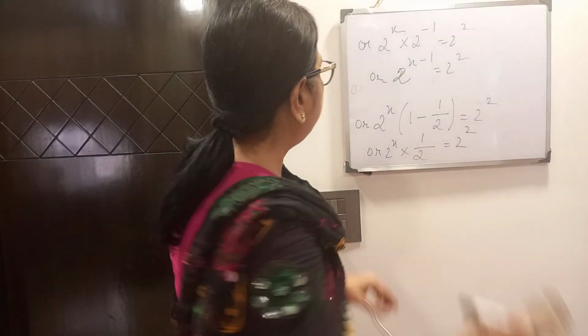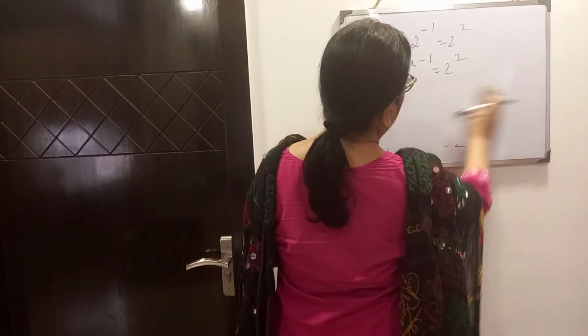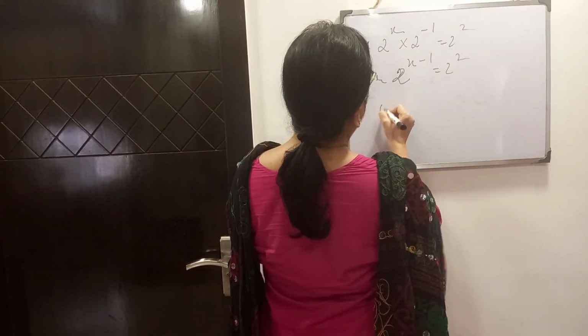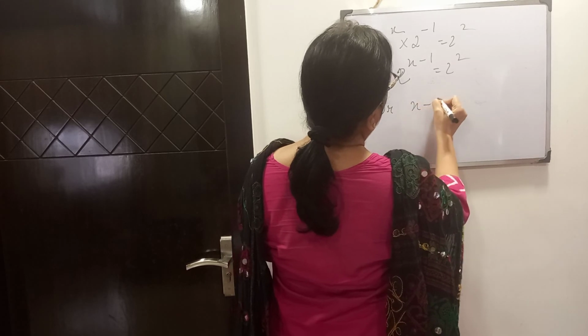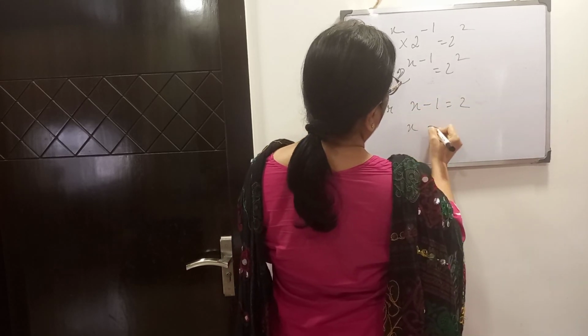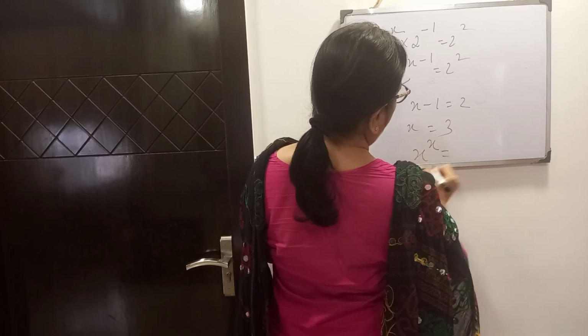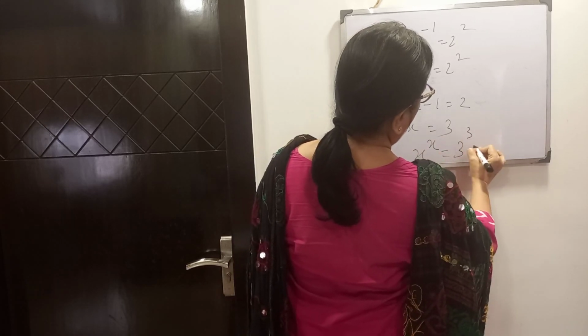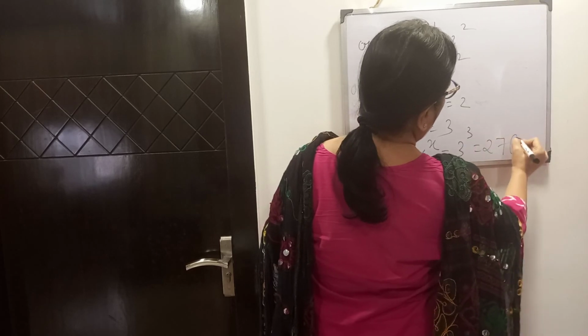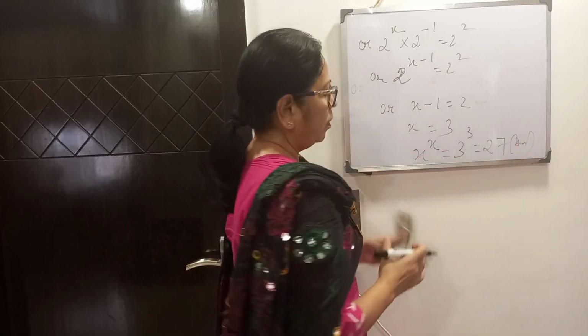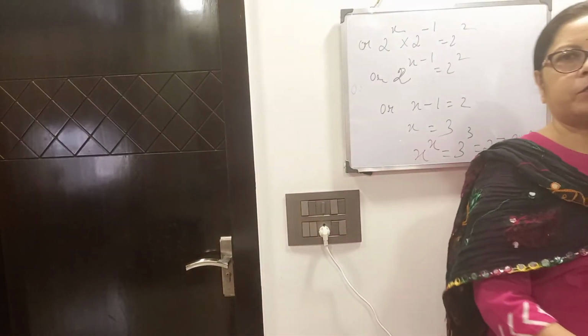Clear? Then x minus 1 equals 2, x equals 3. So finally you have to find out the value of x to the power x. That answer is 27.